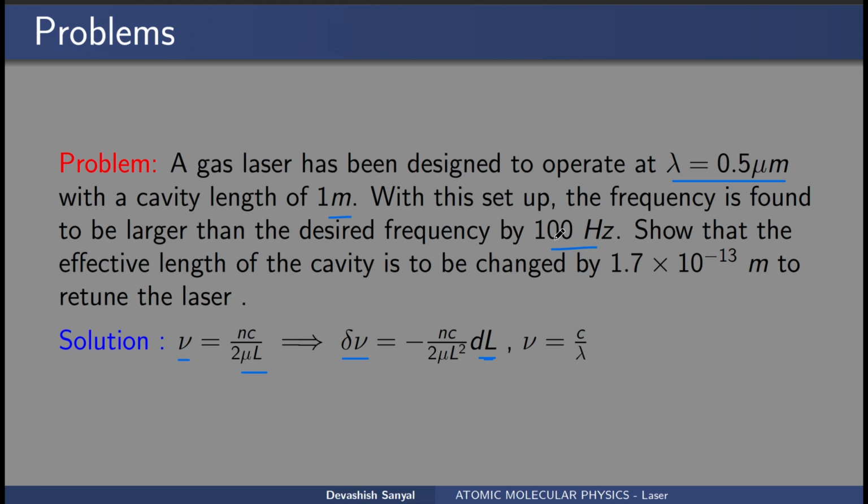So the length has to be changed. The desired frequency is lower, so we have to decrease the frequency. So delta nu has to be negative, minus 100. So the dl will be positive. So we can find out dl.